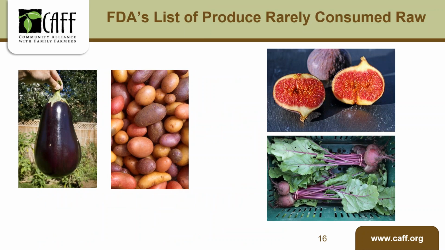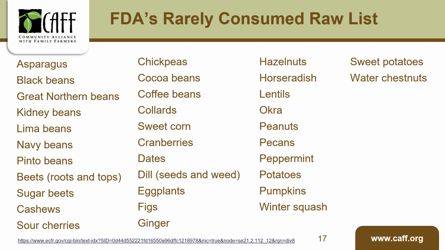So what are the crops on this raw list? Well, there are some crops that you would think would be there, like eggplant and potatoes, and then there are some crops that might be surprising to some folks around the country, and those examples are figs, and then beet greens and beetroot. The full FDA rarely consumed raw list is on this slide, and there's the link to the FDA webpage on the bottom where this is listed.